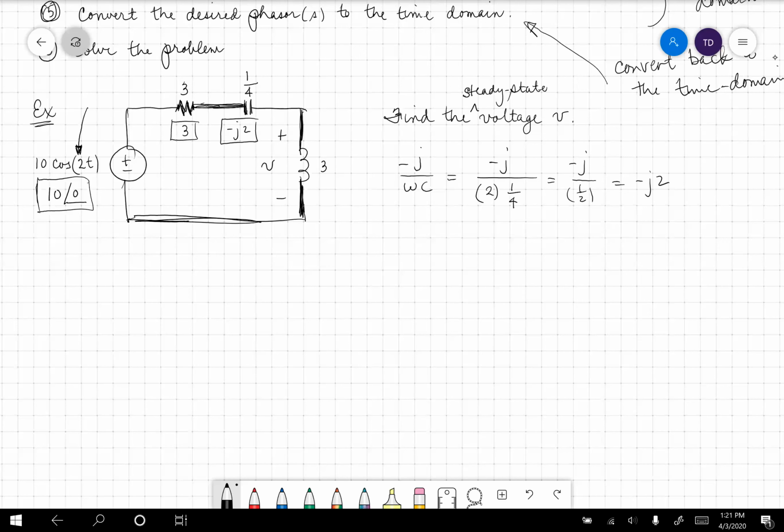For the inductor, we have J omega L. Omega is still 2, and L is 3. So over here, I'm going to put in J6. And this, I'm going to change to V phasor.